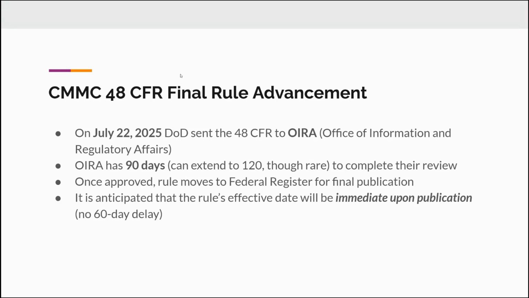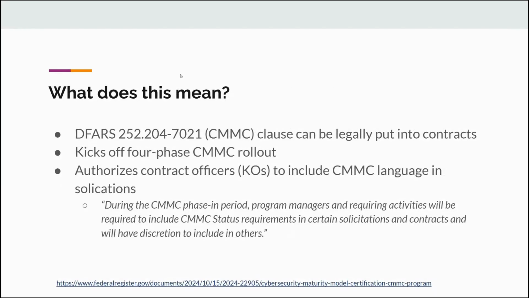That's just their analysis of it. Usually when it does have quote unquote significant economic impact, it gets a 60-day delay of implementing. But basically the people that track the stuff say, hey, it's probably going to be immediate effect. So what that means is that 252.204-7021 CMMC, the DFARS clause, can be put into contracts starting on that go-live date after it moves through OIRA and gets published in the Federal Register.